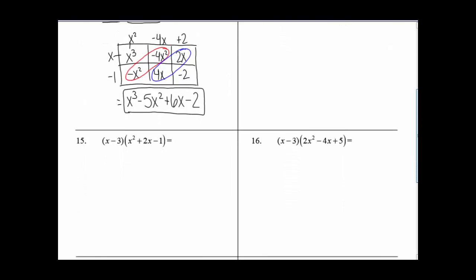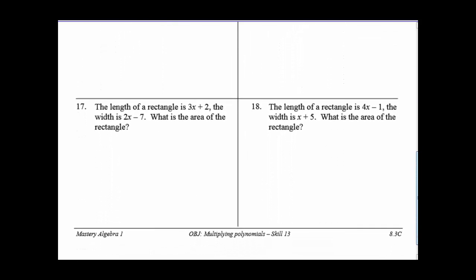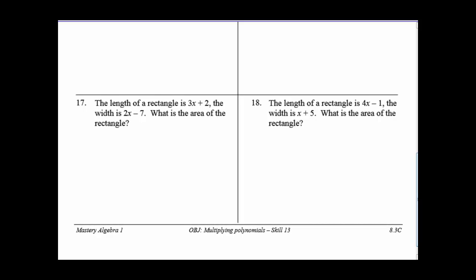All right, let's check out one of those word problems all the way at the bottom. So if I was given the length of a rectangle is 3x plus 2 and the width is 2x minus 7, what is the area of the rectangle? If you think back on how we find area of a rectangle, well, the area is just going to be the length times the width. And it gives us the length is 3x plus 2 and the width is 2x minus 7. So if we plug those values in for that length and width, now it just becomes a problem we can use the box method for.